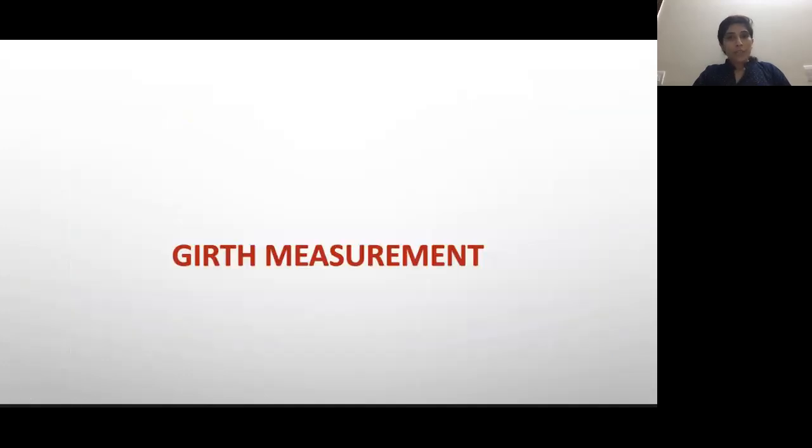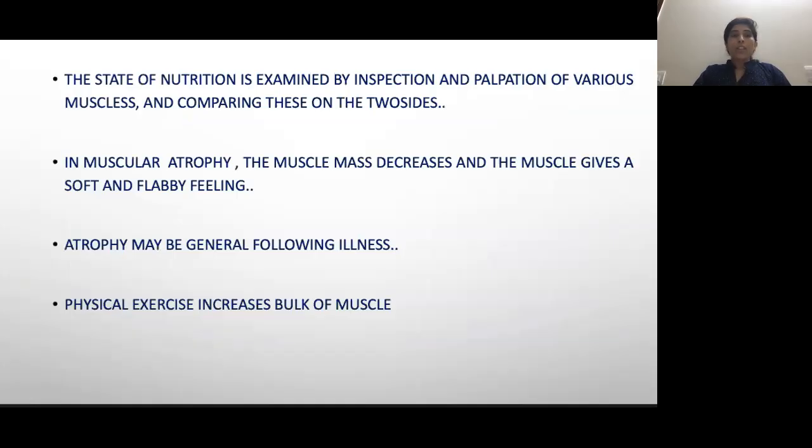So now we'll proceed to the girth measurement. The state of nutrition is examined by inspection and by palpation of various muscles, and comparing this with the other side, correct? So in muscle atrophy, the muscle mass decreases. So atrophy means there is a decrease in the muscle mass. Okay, the muscles give a soft or flabby feeling. Whenever we touch the muscle on the affected side, maybe we feel that the muscle is flabby and very soft compared to the other side.